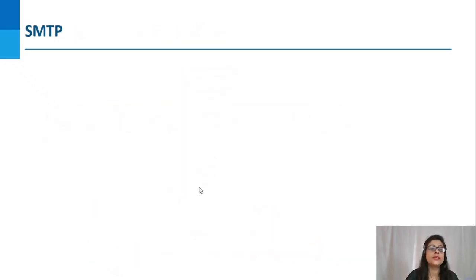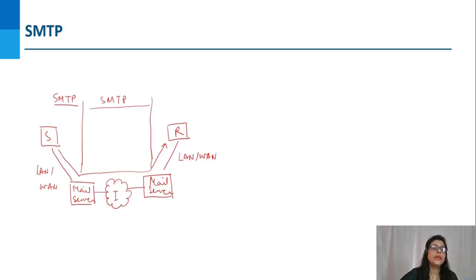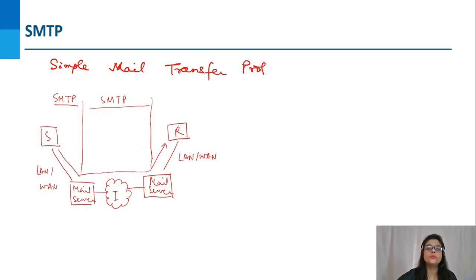Let us now turn our attention to the most important protocol of electronic mail, which is the SMTP. SMTP stands for Simple Mail Transfer Protocol.